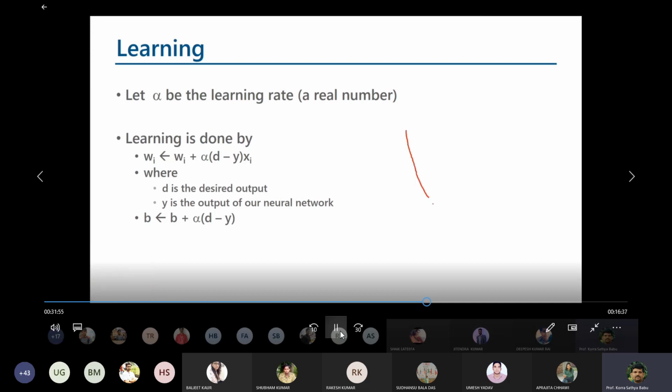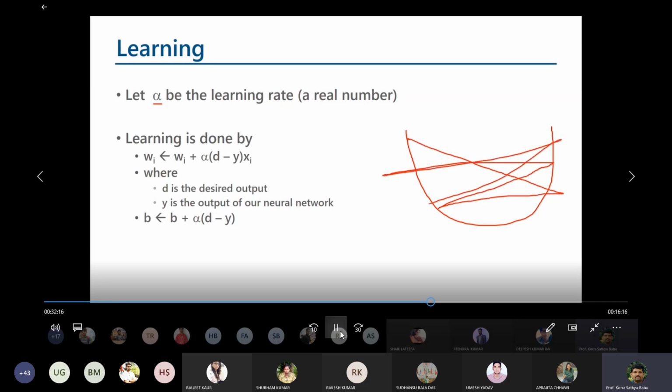For example, you are here, and sometimes suppose you are here. If a high learning rate is there, let's say this alpha value is very high, then sometimes it jumps from here to here to here to here. Like this, it may keep jumping back and forth, and at last it may never find this particular global minima. Due to that, you will never enter into this global minima.